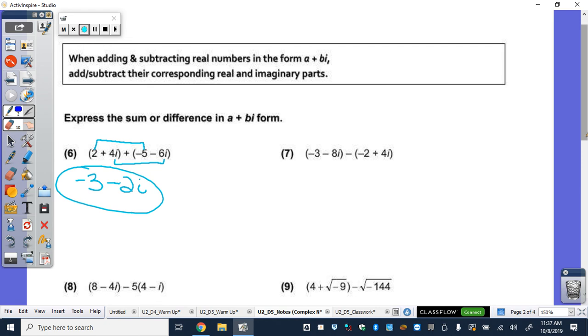7 is a subtraction. So I'm going to carry my subtraction sign through. So now it's really kind of an addition problem there. So negative 3 plus 2 will give us a negative 1. Negative 8i plus negative 4i will give us a negative 12i. So negative 1 minus 12i is our final answer for that.